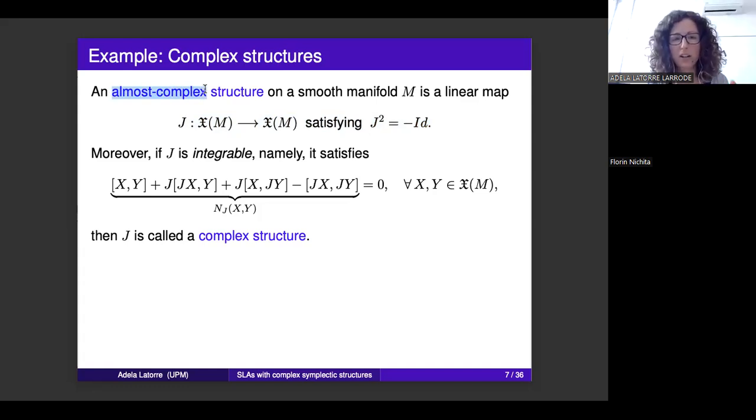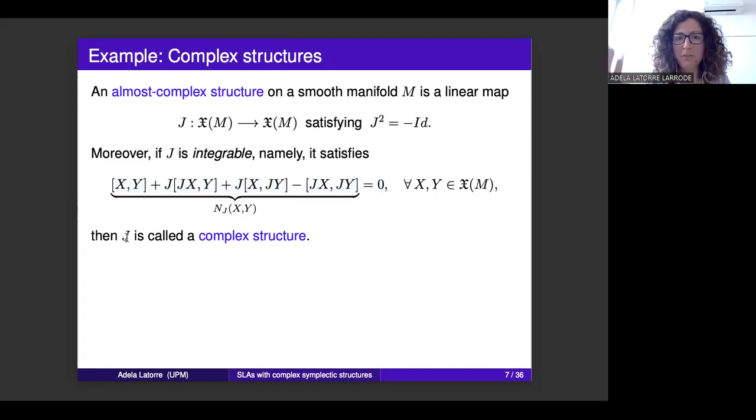To have a complex structure, we need this endomorphism to satisfy an extra condition, which is the vanishing of the so-called Nijenhuis tensor, which is given in terms of the Lie bracket and this almost complex structure in this way that you can see on the screen. And when these two conditions are satisfied, namely the square equals minus identity plus the vanishing of the Nijenhuis tensor, which is also called the integrability condition, then this J is called a complex structure.